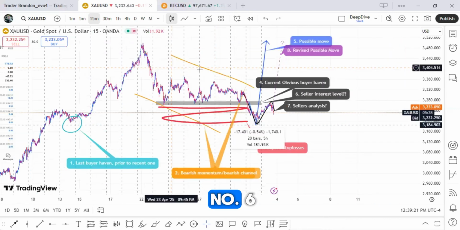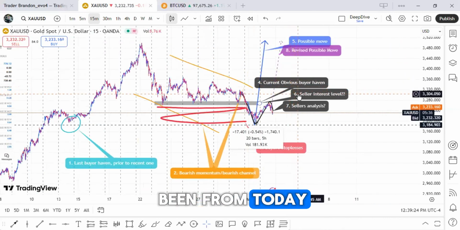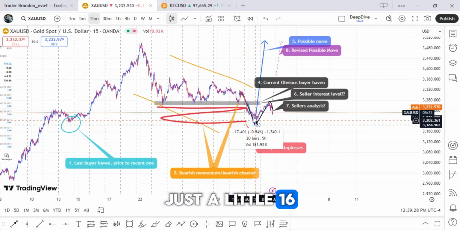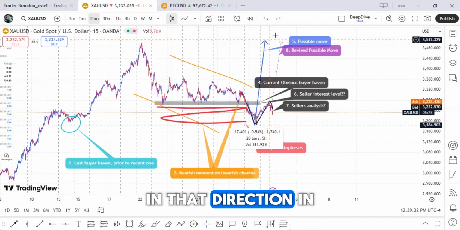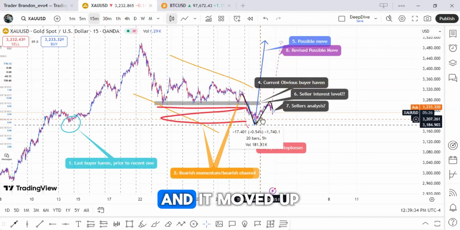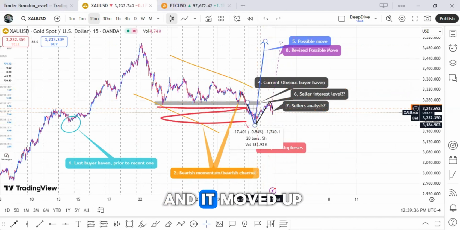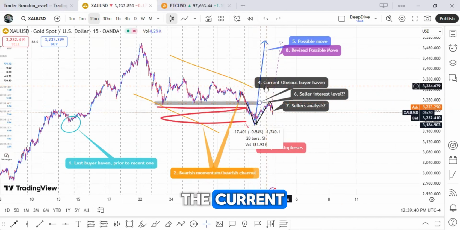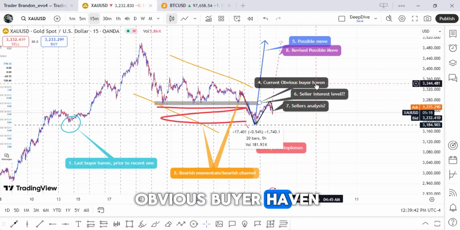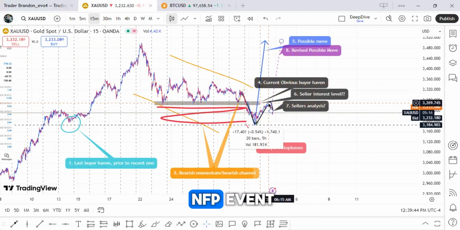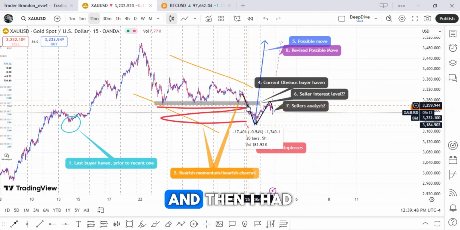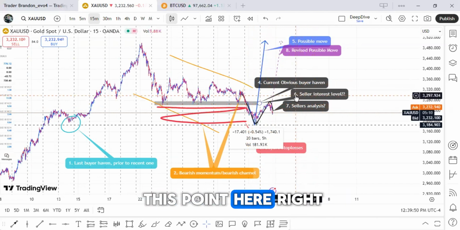Let's get to point number 6, and that would have been from today. The market moved from this blue point, just a little 16 or 17 pips off of this blue point, in the possible move's direction, and it moved up. It came and snuggled up right under the current obvious buyer haven. Now, there was an NFP, a non-farm payroll news event, this morning. And then I had this point here, right?